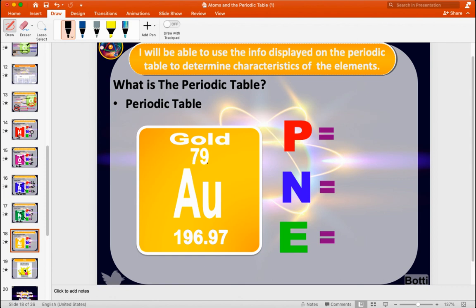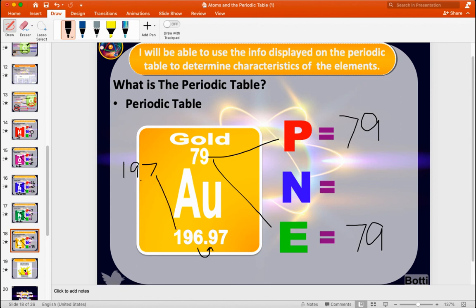Last example, we're working with some larger numbers here. So we're going to look at gold. With gold, we have an atomic number of 79. So we know that our atomic number is equal to our protons and electrons when we have a neutral atom. So we're going to take this and look at our tenths place, and that's going to let us know we need to round that up to 197. So we're going to subtract our atomic number from our atomic mass.